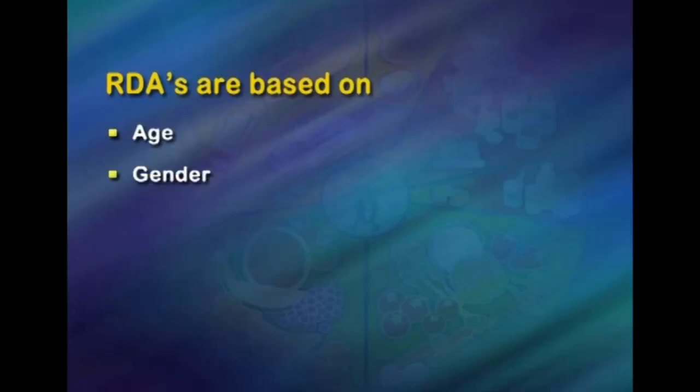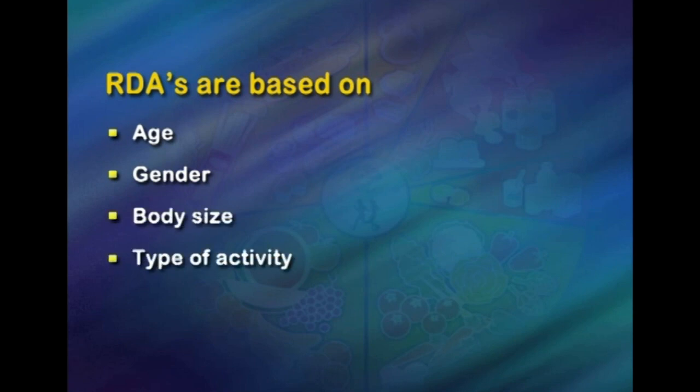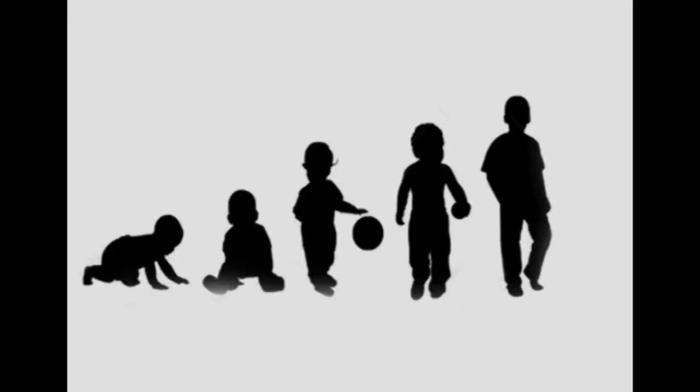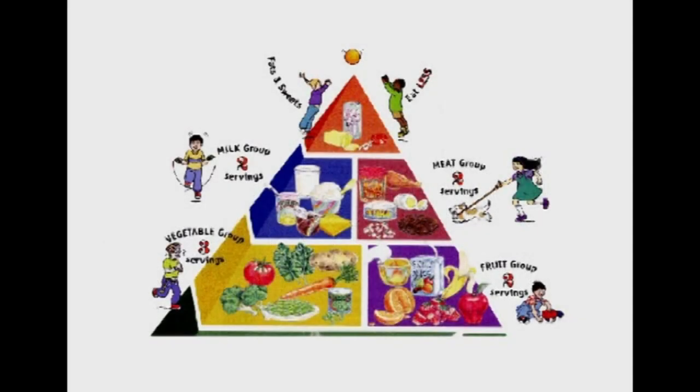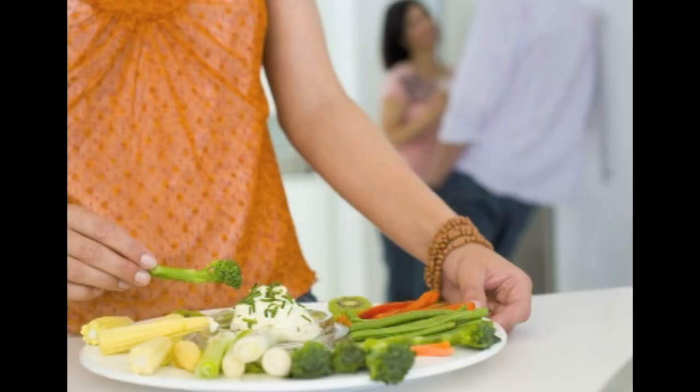RDAs are based on age, gender, body size, type of activity and physiological state. For example, a child will require more calories and proteins when compared to an adult. Females require less calories and proteins because of their lower BMR. A thin and lean person will again require less calories when compared to a person who is overweight. Certain stages of life, like pregnancy and lactation, bring increased requirements of certain nutrients like iron, calcium, etc.